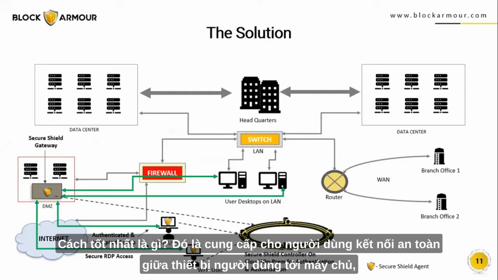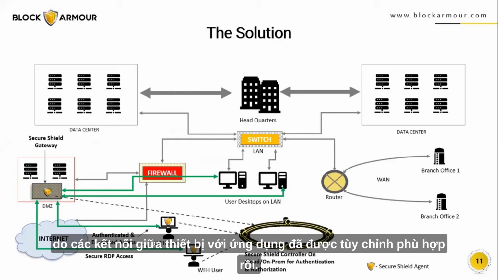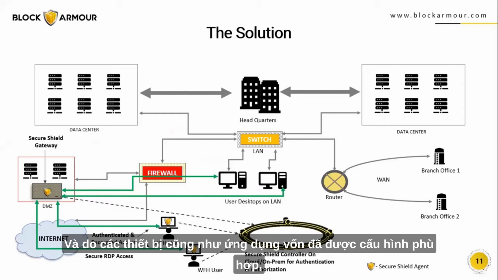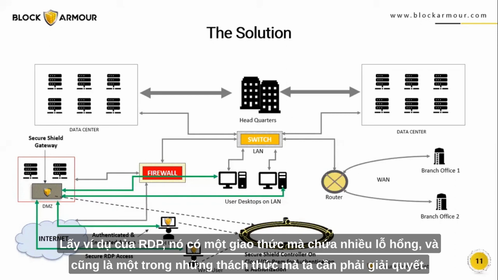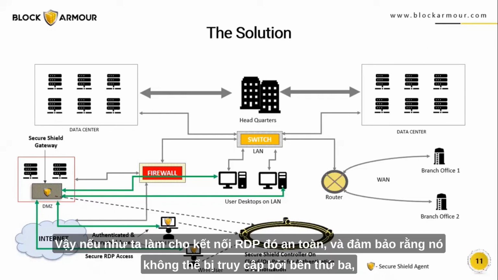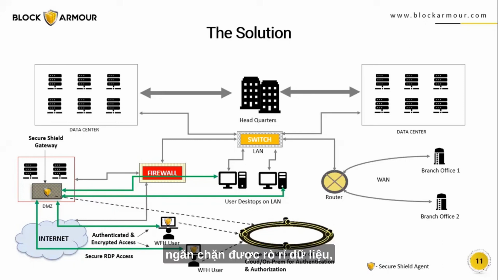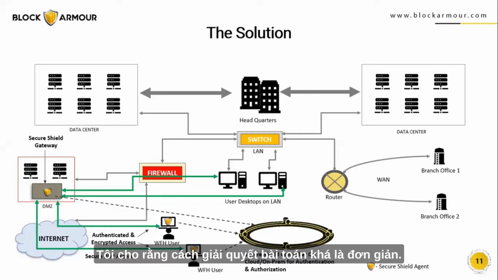So what is the best way? The best way is to give you a secure remote desktop access to your desktop on the LAN, because all the accesses are wired there already. Any additional application checks and balances are already existing. You don't have to change any configuration outside. And all you have to make sure is it is fully secure, because RDP as a protocol has a lot of inherent vulnerabilities, because that's the other challenge that you have to address. So if you make that RDP access fully secure and make sure that it cannot be accessed in an unauthorized way and prevent data leakage, I think the solution becomes very simple. Here you don't have to make any changes in the environment, very minimal changes.